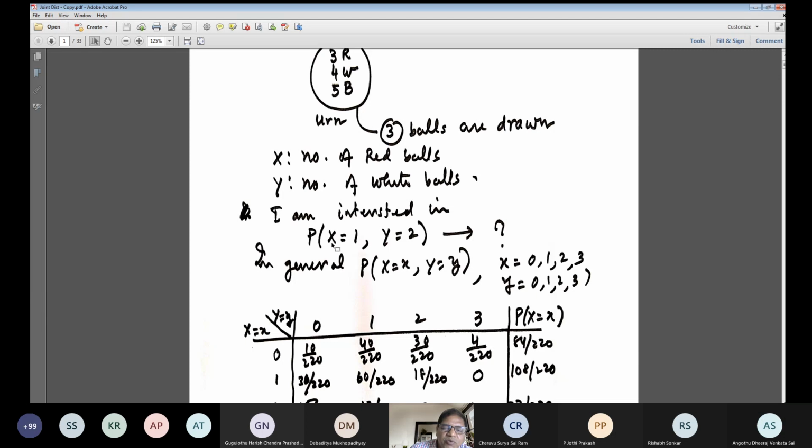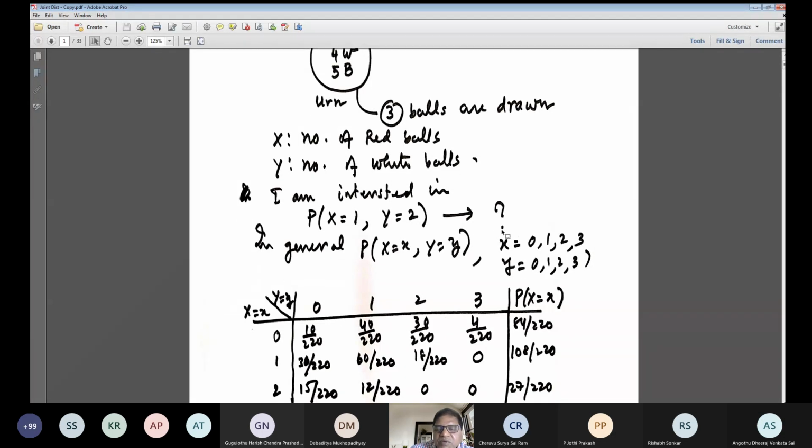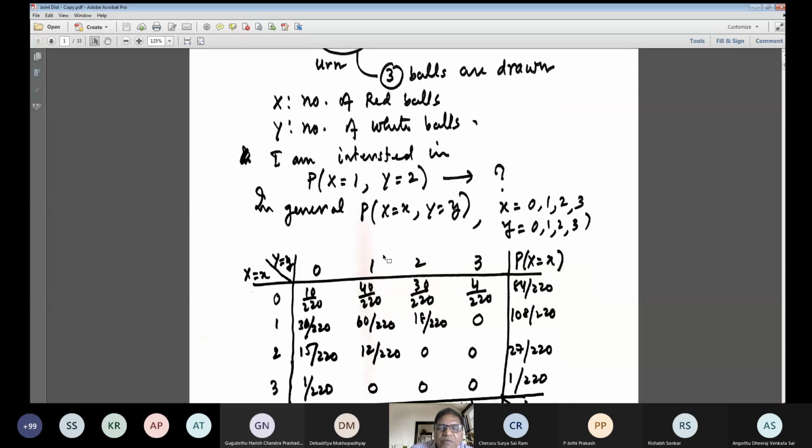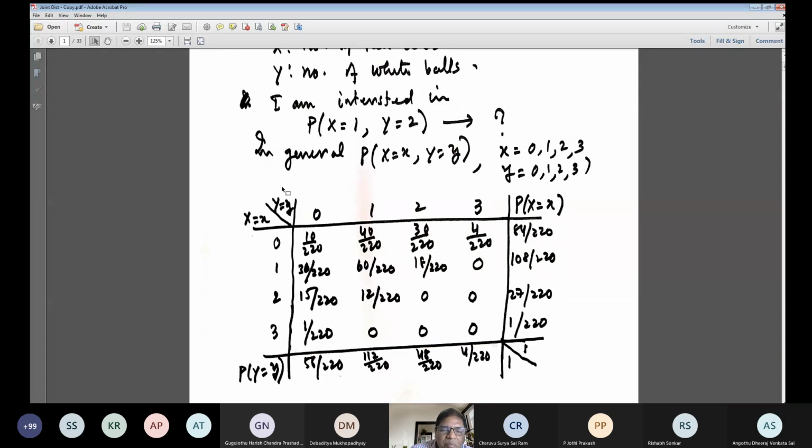I may be interested in knowing what is X equal to 1, Y equal to 2, which indicates the probability of getting one red ball and two white balls. X is for red, Y is for white. So in general, I can find out the distribution that we usually write in tabular form.